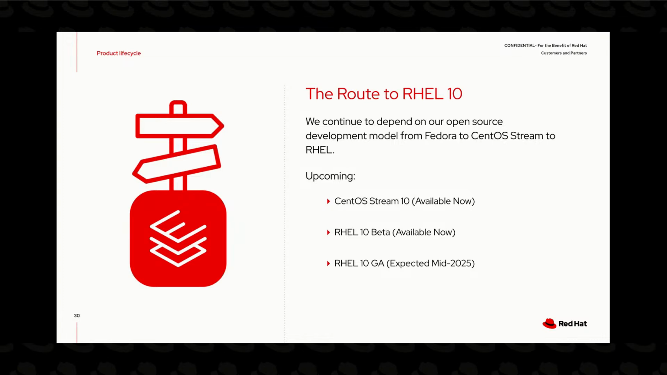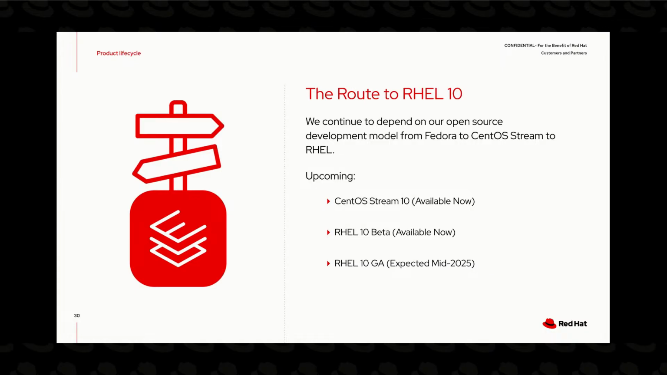So to lead up to that, what you'll notice is we'll do things like create CentOS Stream 10. CentOS Stream is the upstream for RHEL, and so we have to have that first before we start doing the RHEL work. So you'll see publication of CentOS Stream 10, which has already happened. Then you'll see a beta published, and that also just happened. So RHEL 10 Beta is available now.